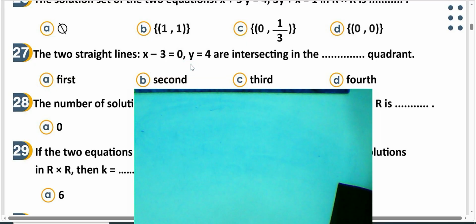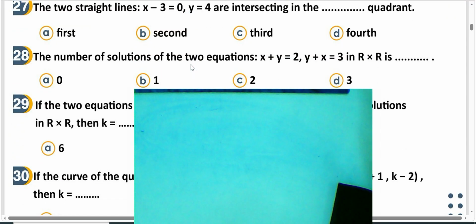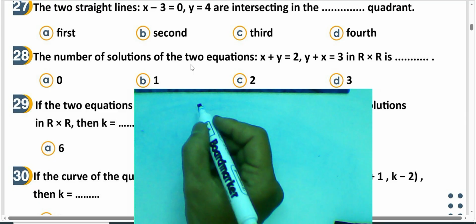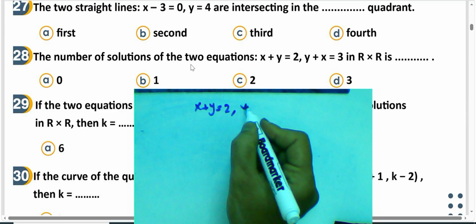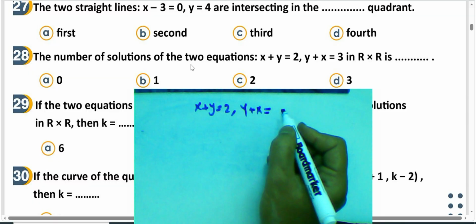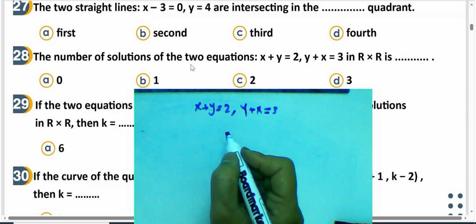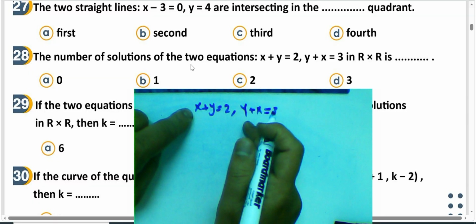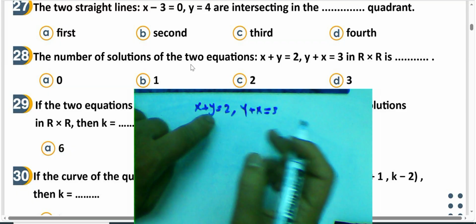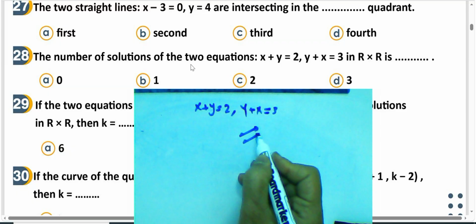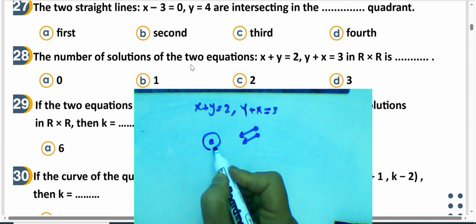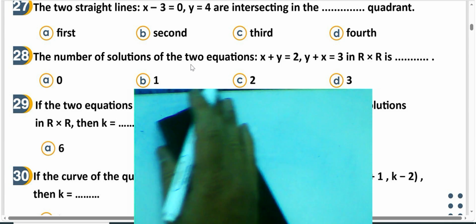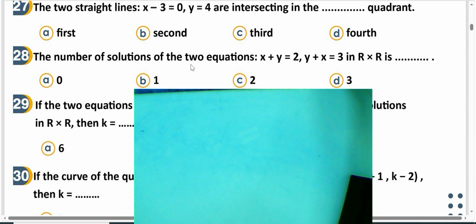Next question. The number of solutions of the two equations x plus y equals 2 and y plus x equals 3. Look here, the coefficient of x is like the coefficient of x and the coefficient of y is like the coefficient of y. They are parallel also. Okay, this is parallel, then the number of solutions will be 0. Choose letter A. We don't have any solution for the two equations.